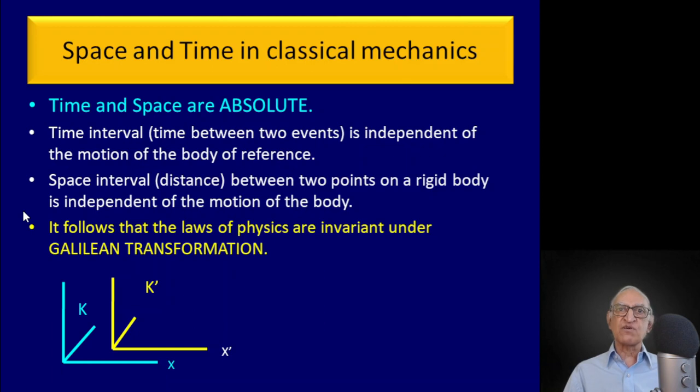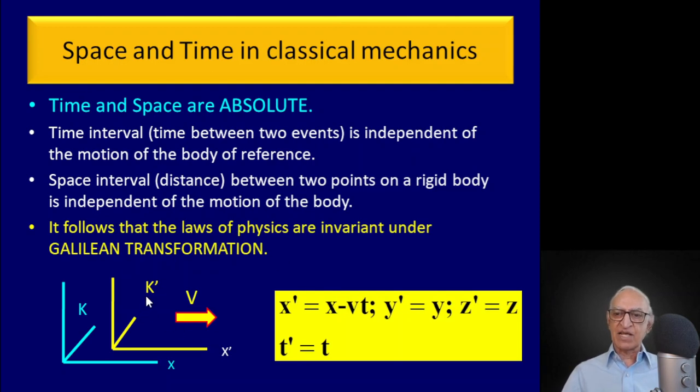It follows that the laws of physics are invariant under Galilean transformation if time and space are absolute. What is Galilean transformation? Galilean transformation says if the frame K prime is moving with respect to the frame K with a uniform velocity V along the x direction, then x prime is equal to x minus Vt. Y prime and Z prime remain unchanged, and so does T prime. This is the law of Galilean transformation between two inertial frames moving with respect to each other with a uniform relative velocity V.